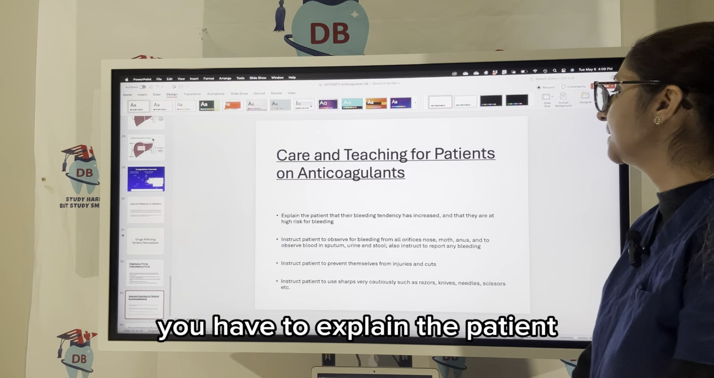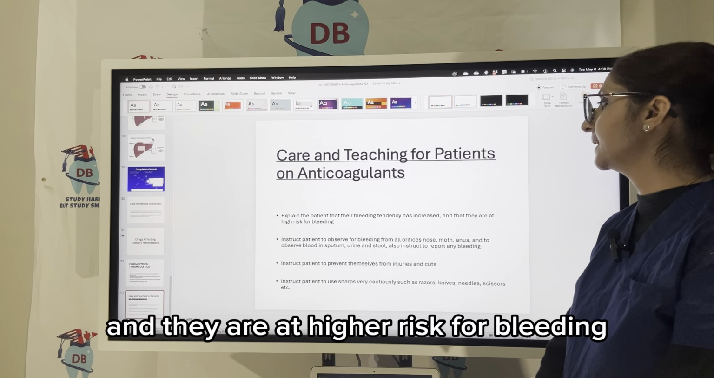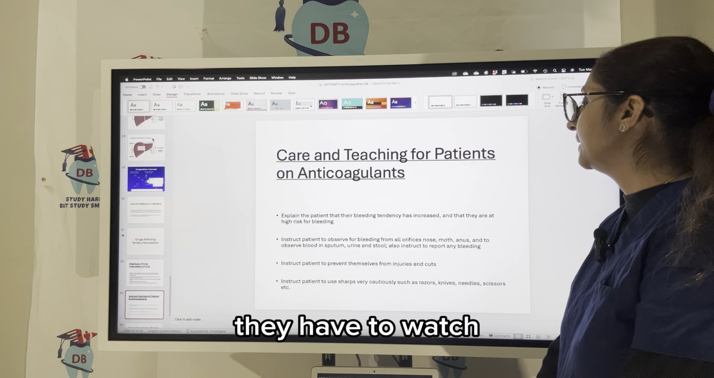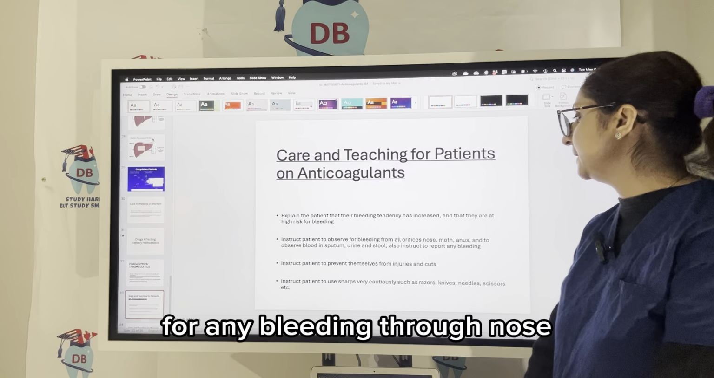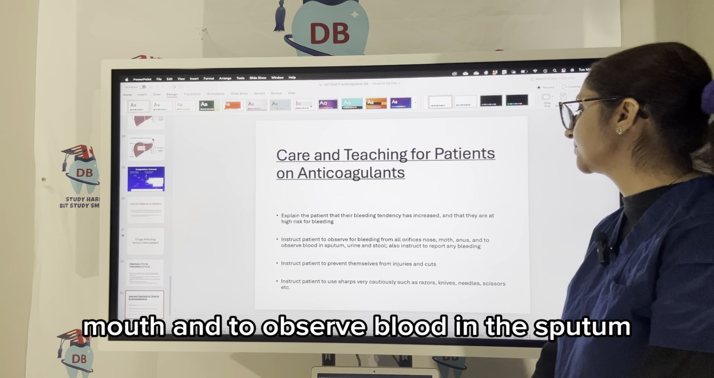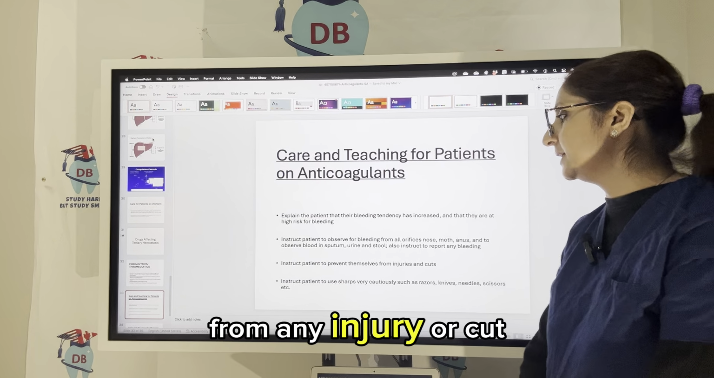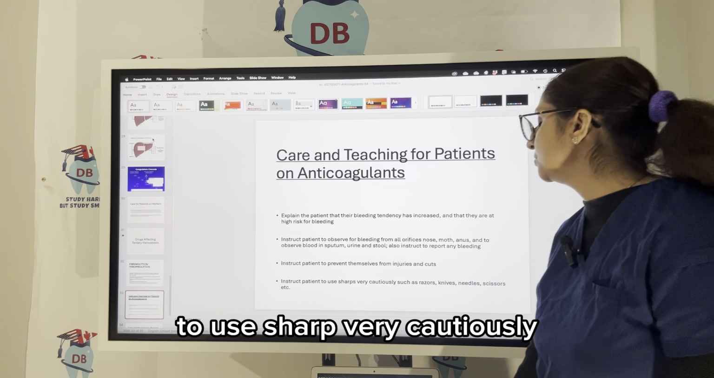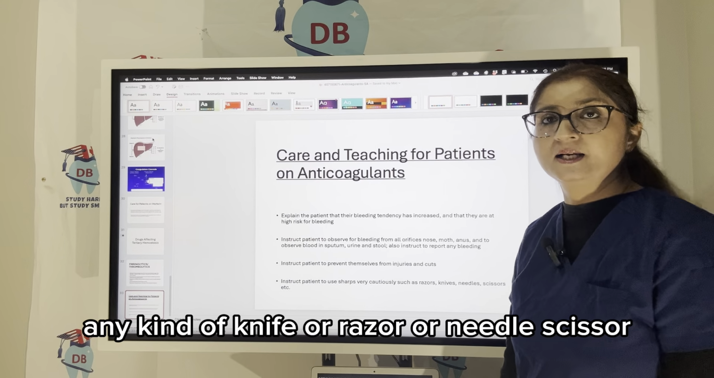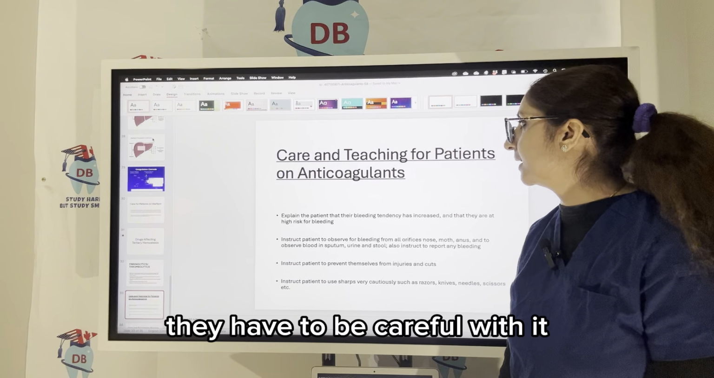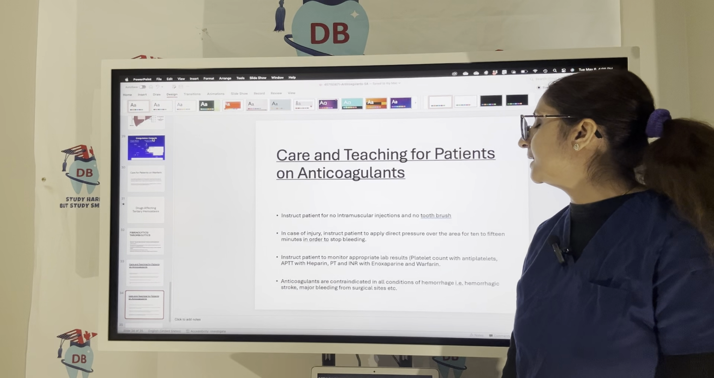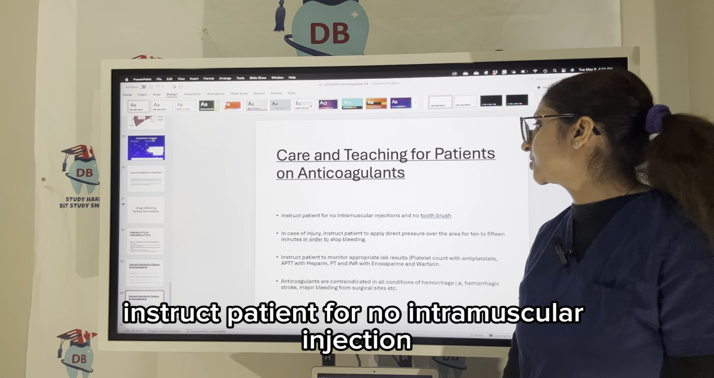You have to explain to the patient that their bleeding tendency has increased and they are at high risk for bleeding. Of course, they have to watch for any bleeding through nose, mouth, and to observe blood in the sputum, urine or stool. Instruct the patient to protect themselves from any injury or cut, to use sharp objects very cautiously, any kind of knife or razor or needle or scissors, they have to be careful with it. Instruct the patient for no intramuscular injection, no toothbrush.